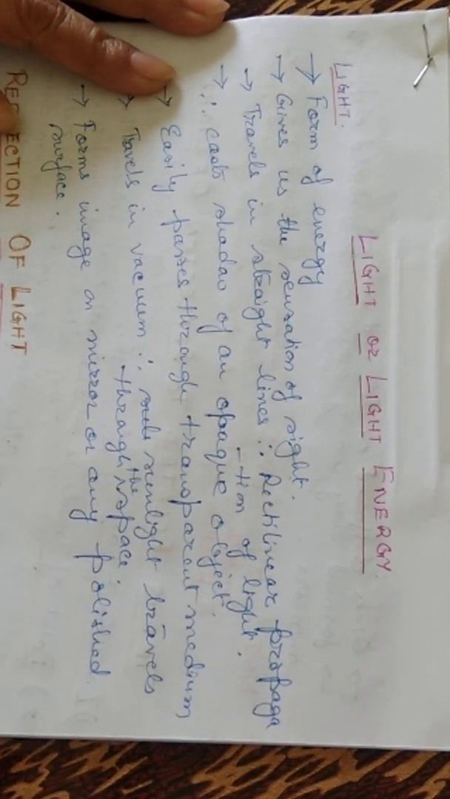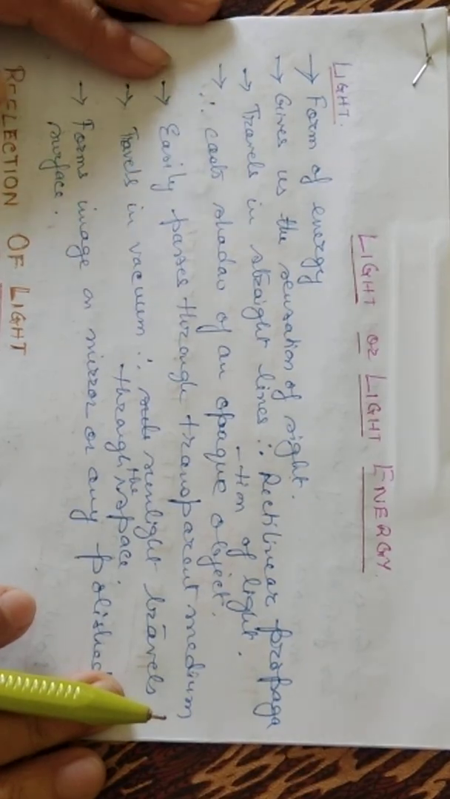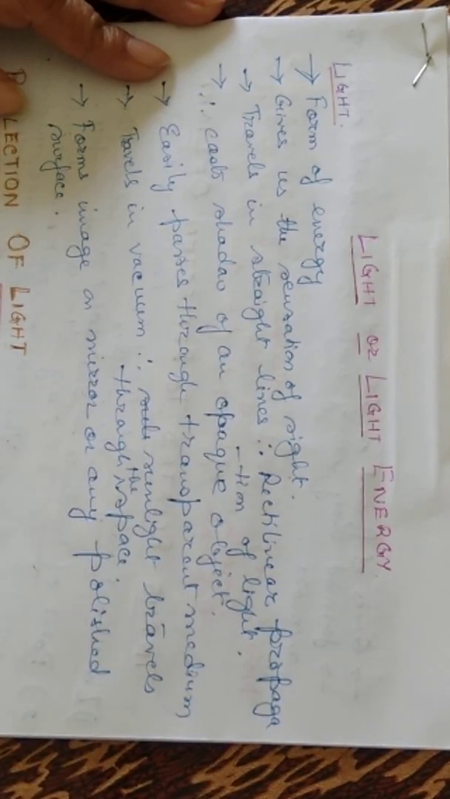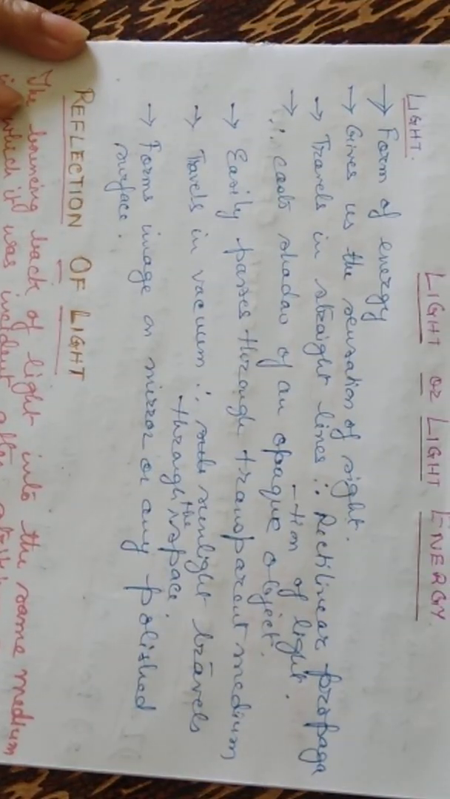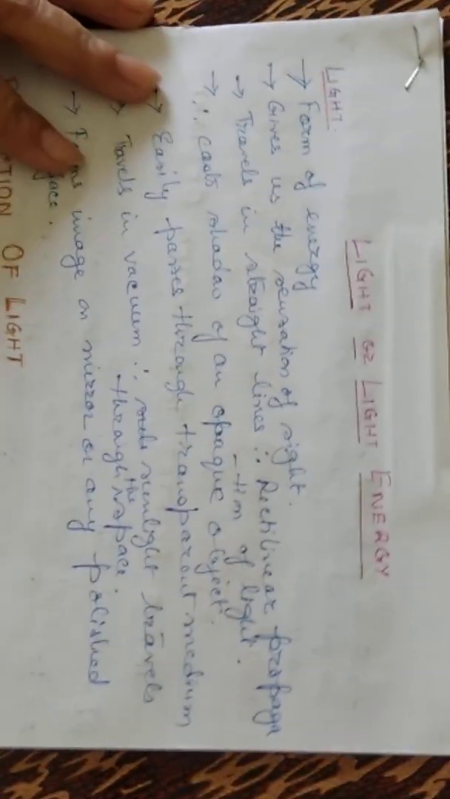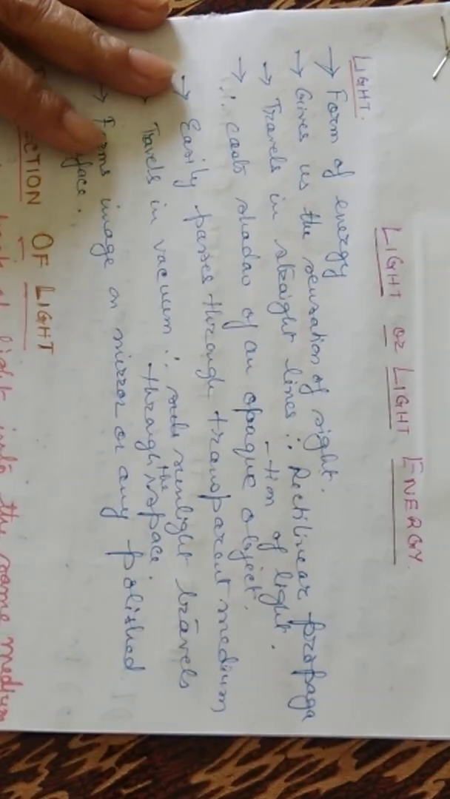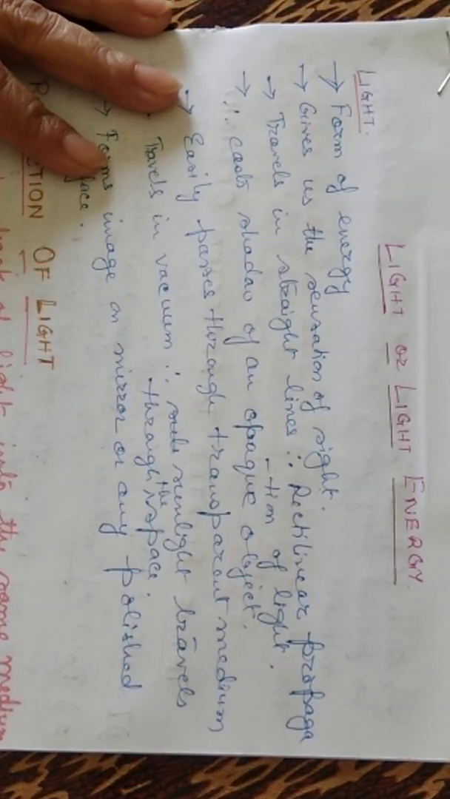Today I am going to start with the physics chapter, light or light energy you can say, according to the ICSE syllabus class 7. Okay, so light is a form of energy. We know that when we studied the energy chapter, we knew that light is a form of energy. It gives us a sensation of sight, and it travels in straight lines.